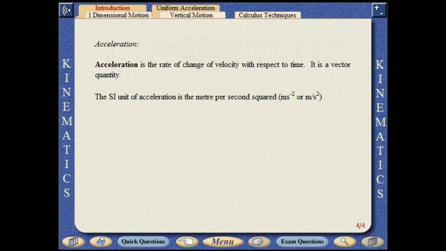Acceleration is the rate of change of velocity with respect to time. It is a vector quantity. The SI unit of acceleration is the meter per second squared, or meter per second per second.